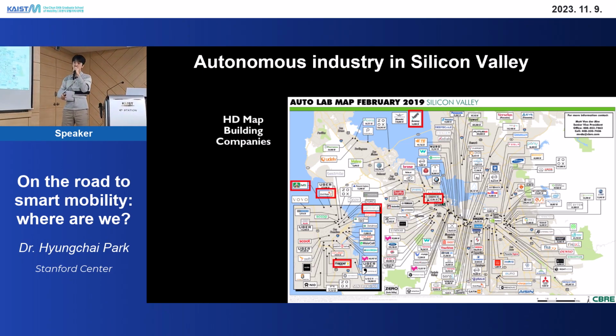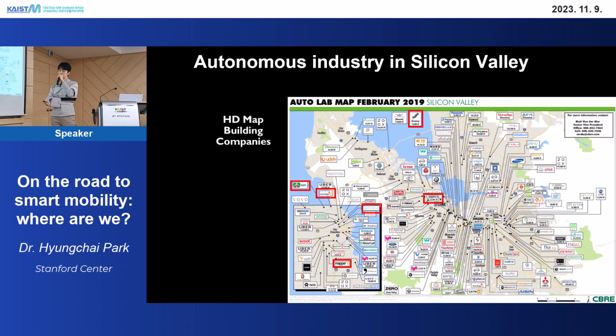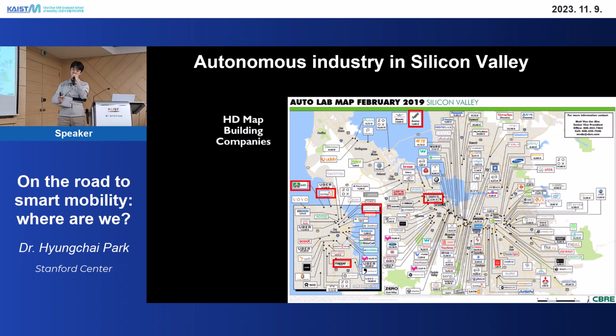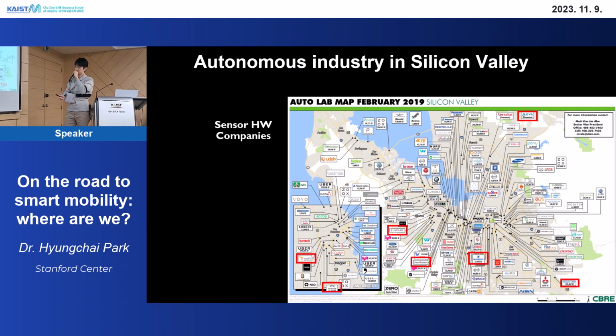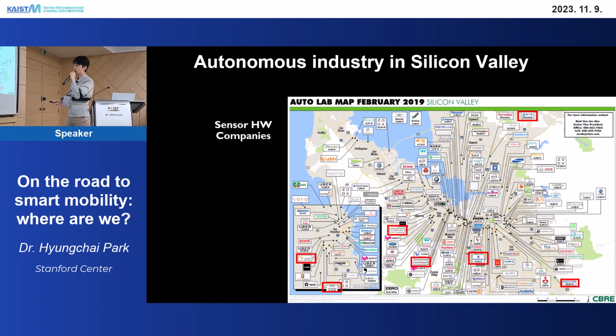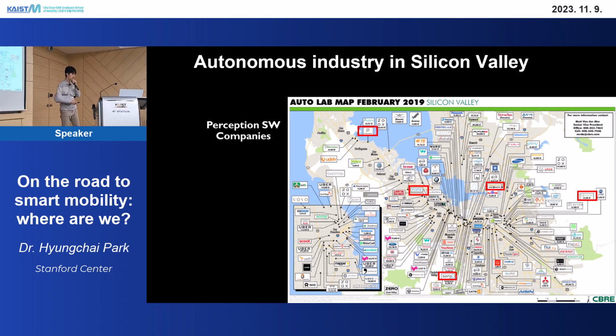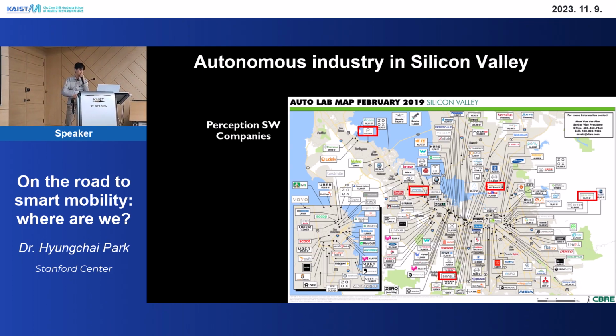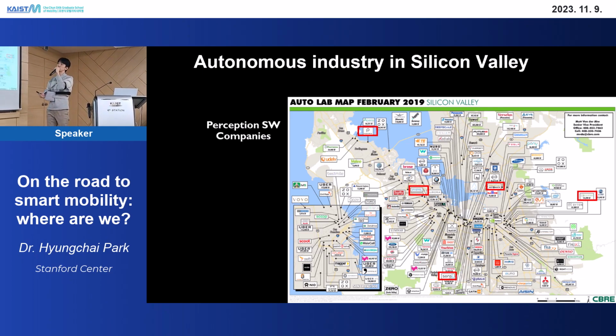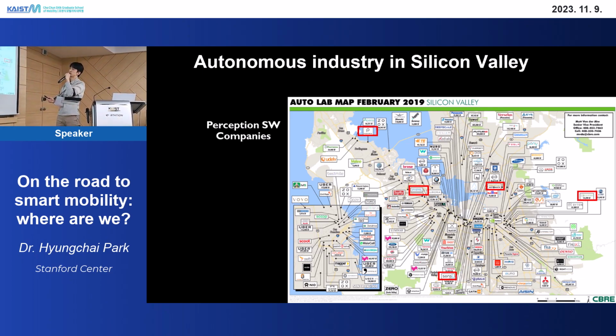But it's very hard to do everything in-house. Because of that, some companies focus on a single technology stack, for example, HD maps or sensor hardware. You might have heard of Ouster, a LiDAR company, and Luminar, also a LiDAR company. And some companies focus on perception software development. Phantom AI was located right behind SFO, San Francisco Airport.